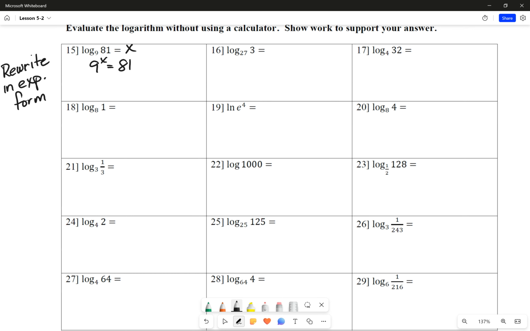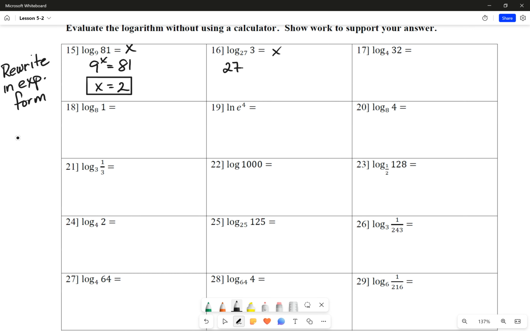But 9 to the x power equals 81 is pretty easy to solve for because 9 to the what power gives me 81? Well, I know 9 to the second power gives me 81. So that's pretty straightforward. I don't really need to do common bases to figure something like that out, okay? Because that's simple arithmetic. Let's try this one here.